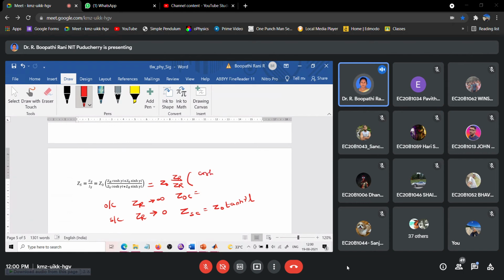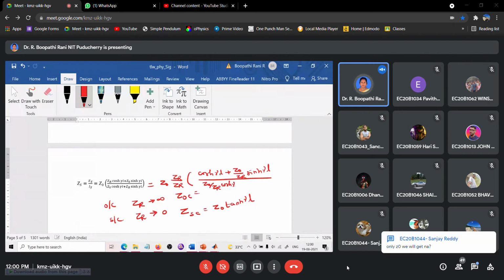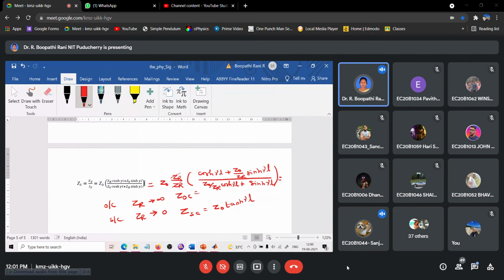So cosh(γL) plus Z0 divided by ZR times sinh(γL), divided by Z0 divided by ZR times cosh(γL) plus sinh(γL), since ZR is taken outside. This time ZR cancels, and now you need to substitute infinity. So what will you get? Z0 coth(γL). That is for open circuited impedance.